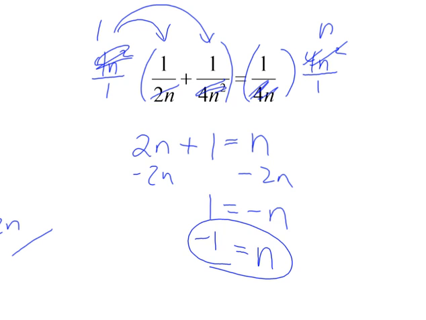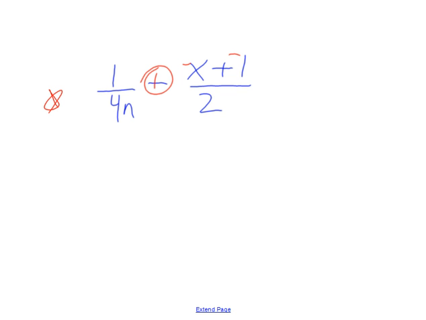I do want to point out one thing. If you have a fraction 1 over 4n minus x plus 1 over 2, what do you have to do with this minus? And what do you apply the negative to? Just the x or the x and the 1? Both. Be sure that both of those get the negative. That's a real common error, so be careful with those. All right, that's it.